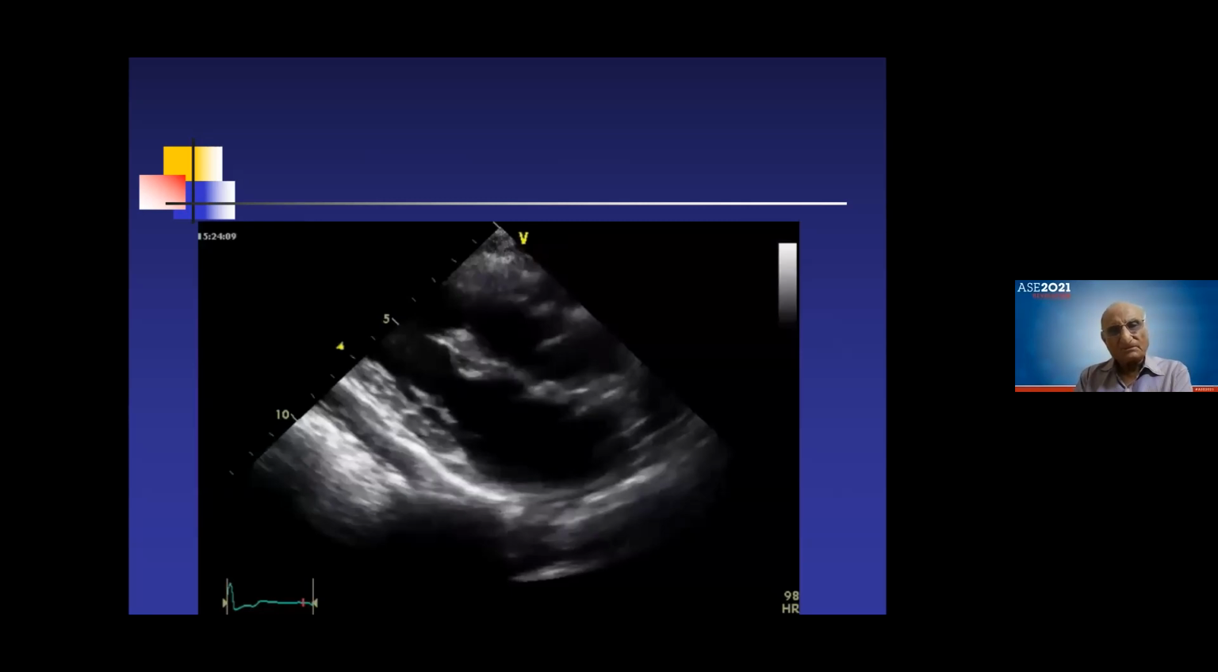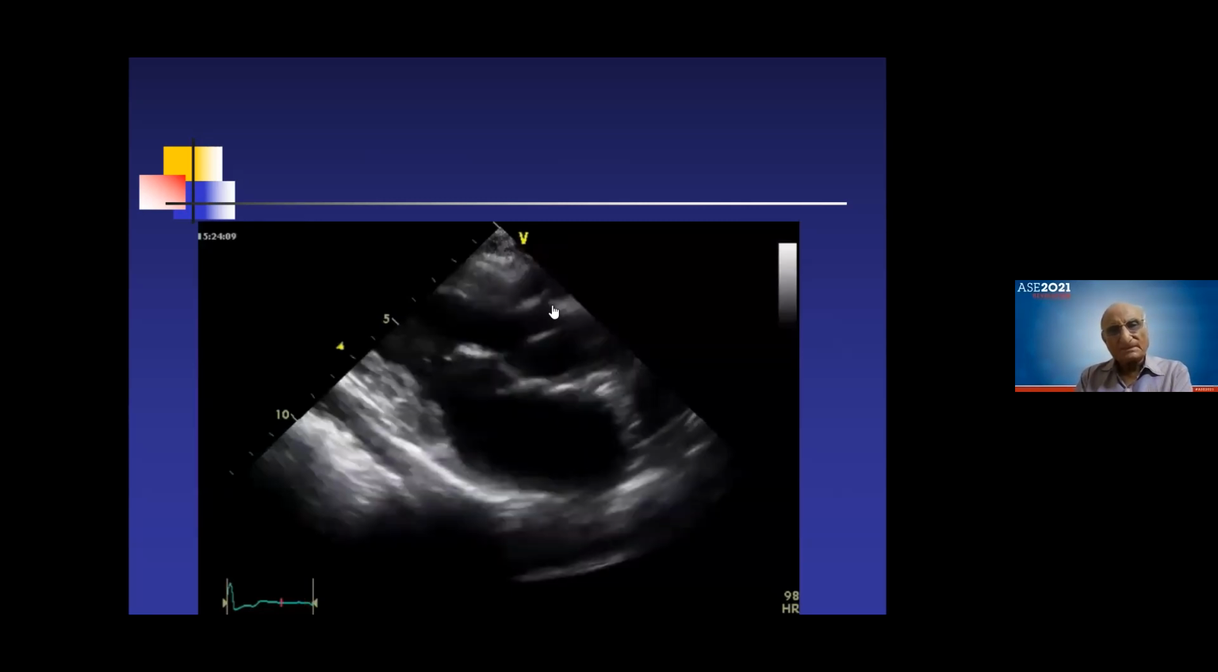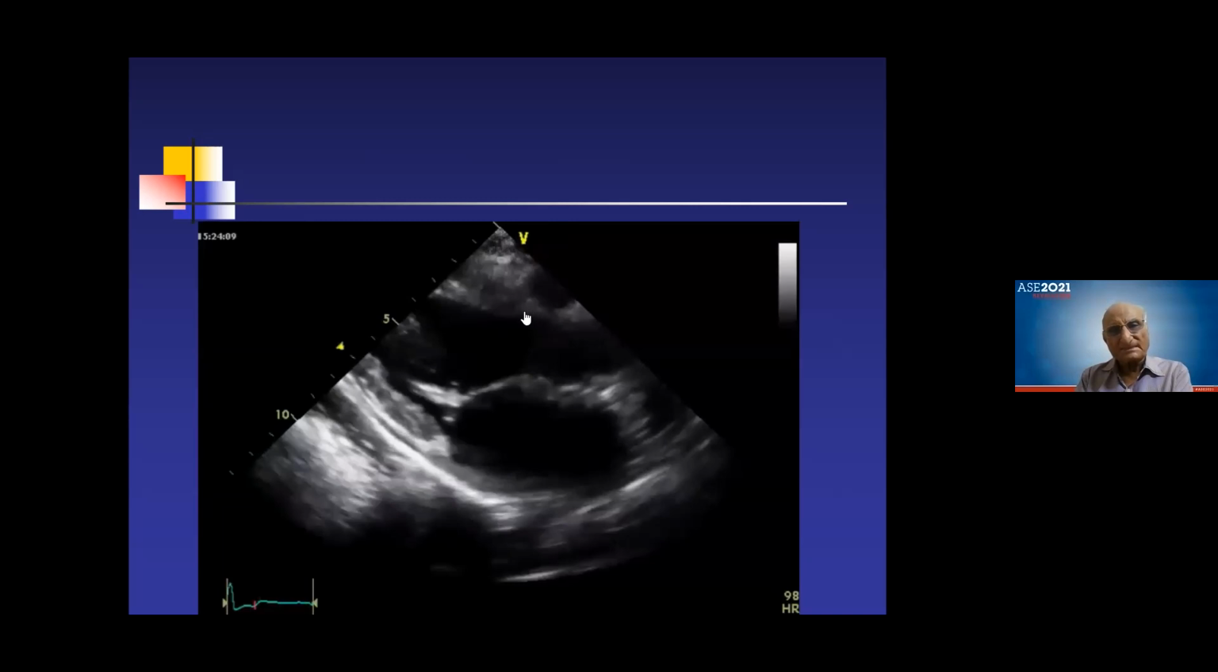Always look for associated lesions. Now this patient had many lesions, but I will not show you all. We can see a ventricular septal defect was present here.